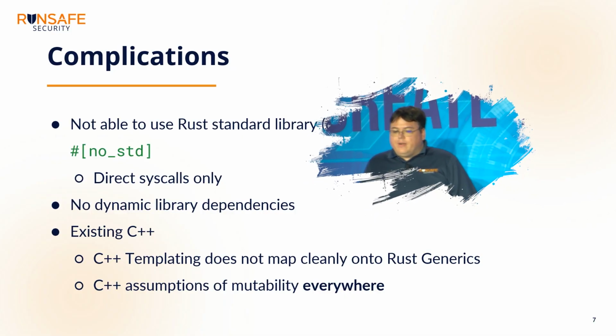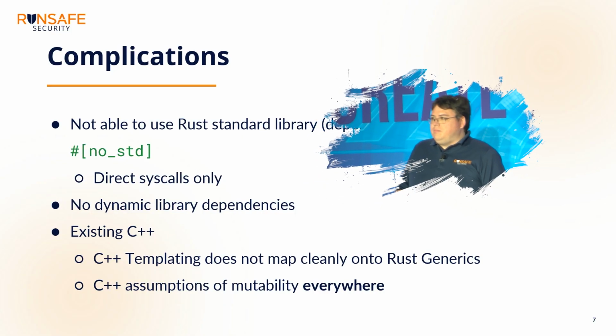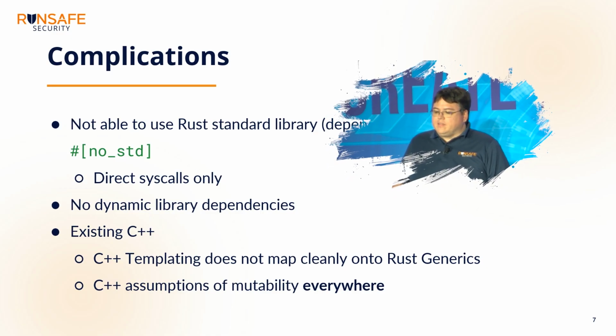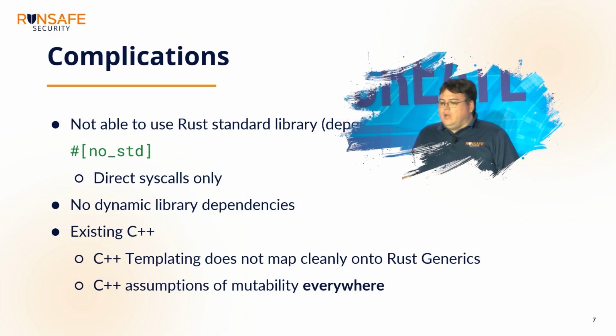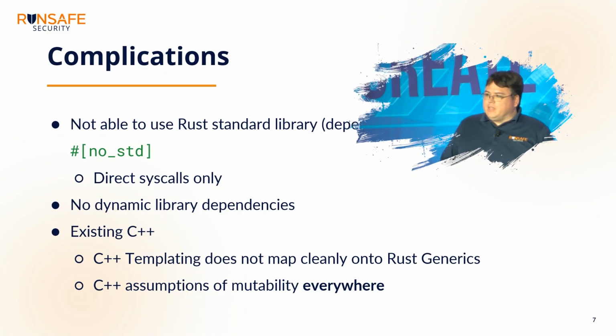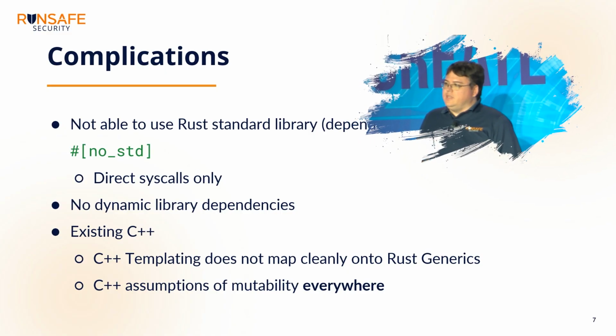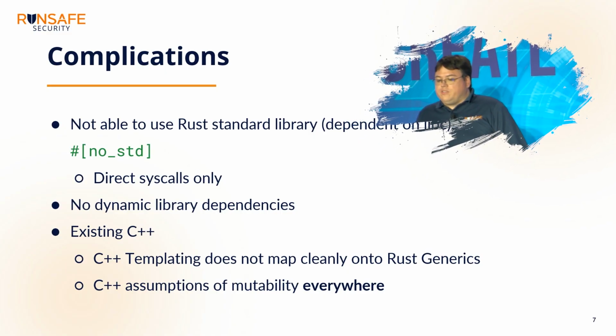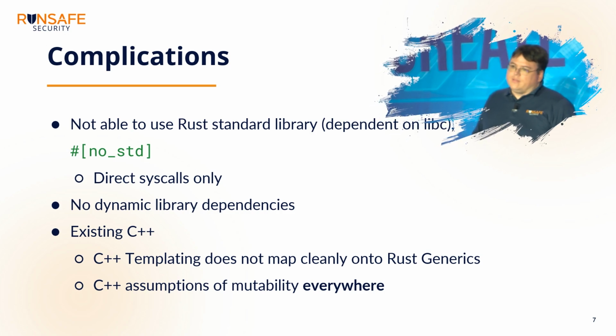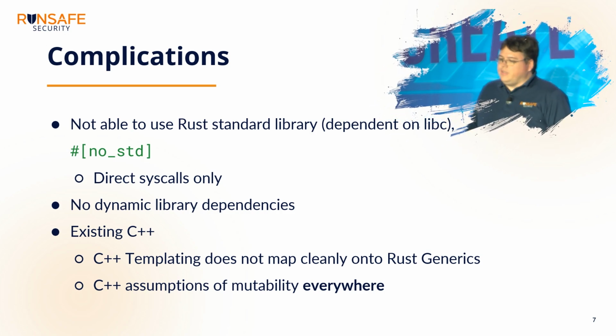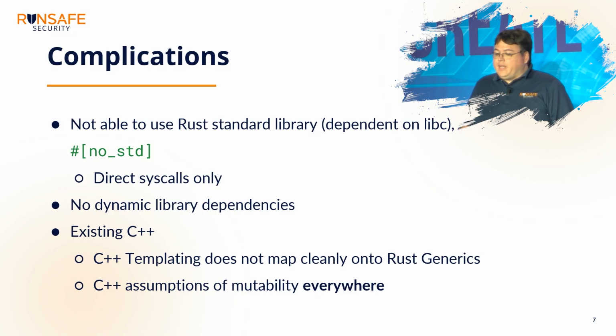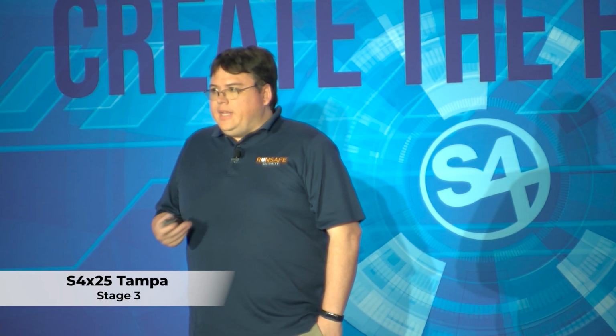So our library has a few gotchas in it because of the security context that it's running in. We're not able to use the Rust standard library because we don't want that dependency on libc. So we're going to be running no_std, and we're going to be using direct syscalls only for any host interaction. We don't want any dynamic library dependencies as well, because any dependency that we have would be something we wouldn't be able to protect with our randomization software.